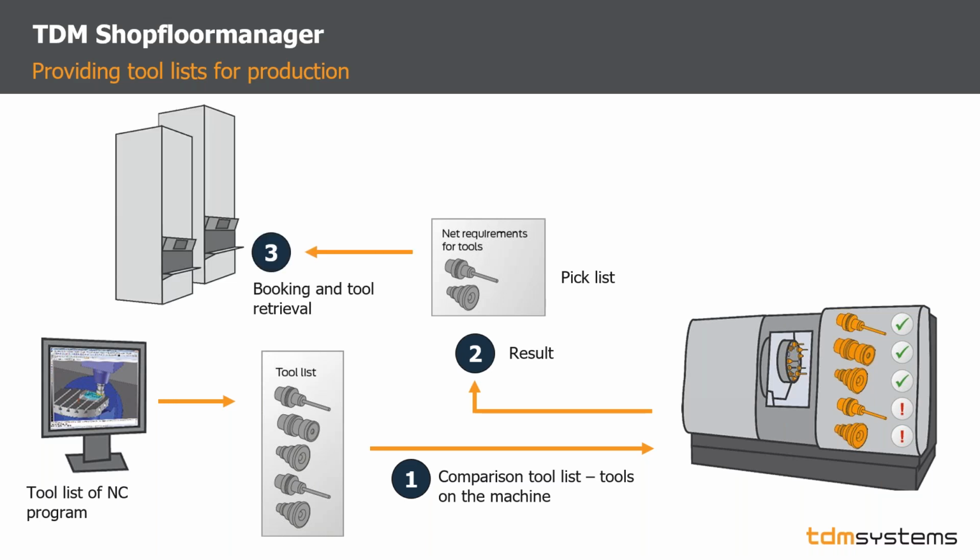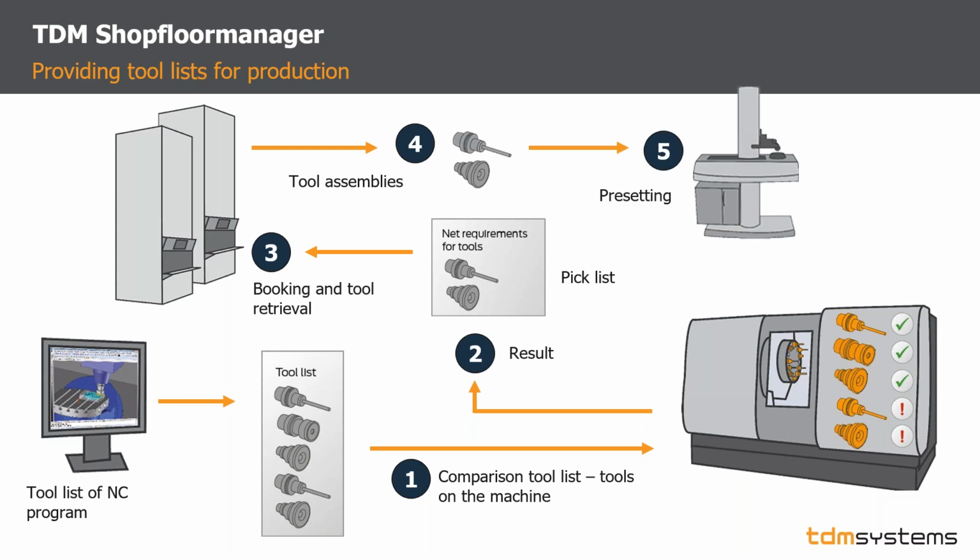In the next step, we get all the components needed for those tools, 2 tools out of stock, out of the warehouse, out of the vending system. We assemble the tools, we send those tools to the presetter. The presetter does an automatic measurement, and then we send the offsets to the machine. This is kind of the process I'm going to show you now live in our tool management software.